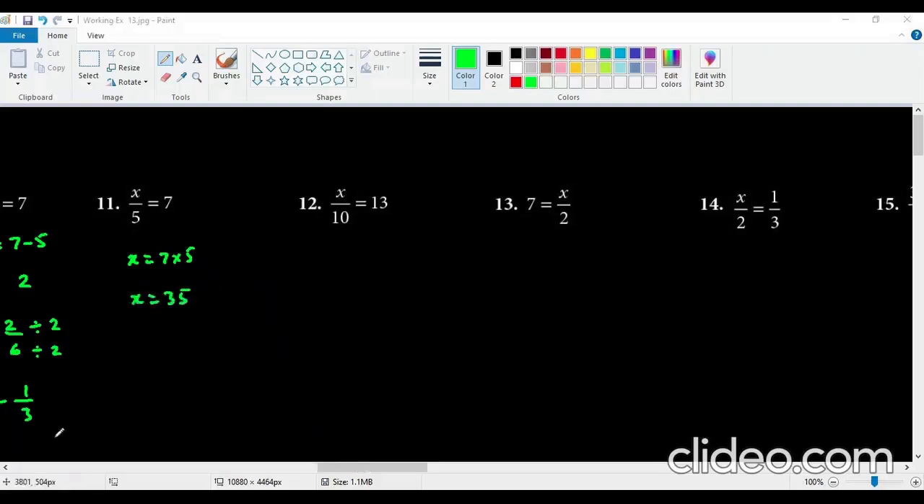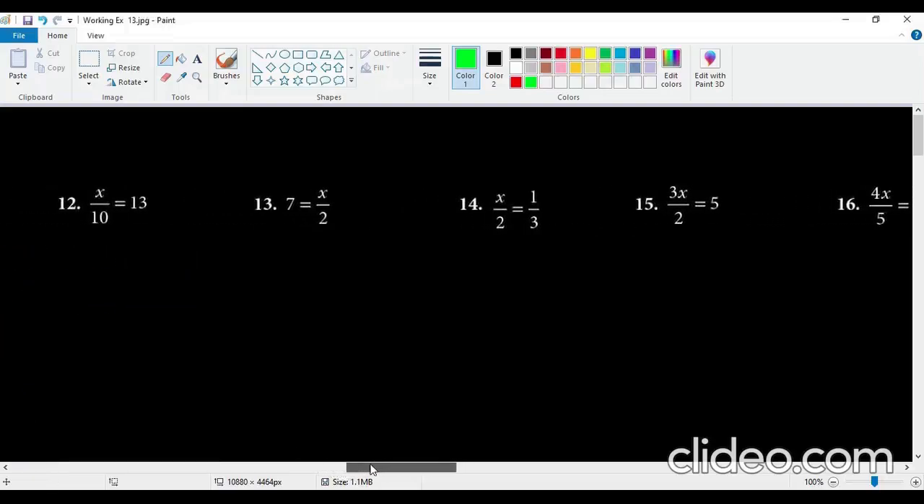When it comes to question number 12, 10 is dividing x. That means x is equal to 13 times 10. It's going to give us 130 as an answer. Here x equals 7 times 2, which is going to give us x equals 14 as an answer.